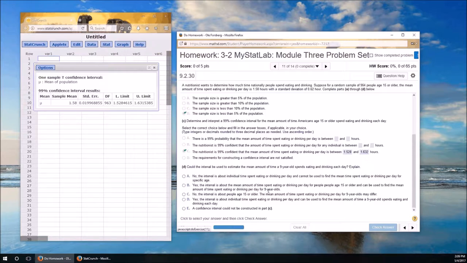C, no, the interval is about people age 15 or older. That's true. The mean amount of time spent eating or drinking may differ. That's true. I'm going to click on C. D, yes, no, that's wrong. The interval is about individual time. No, the interval is not about the individual time. The interval is about the mean of the population. And it's not E because we already calculated an interval. So check answer. Boom. There we go.